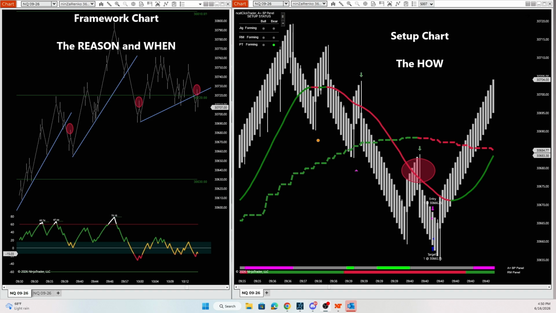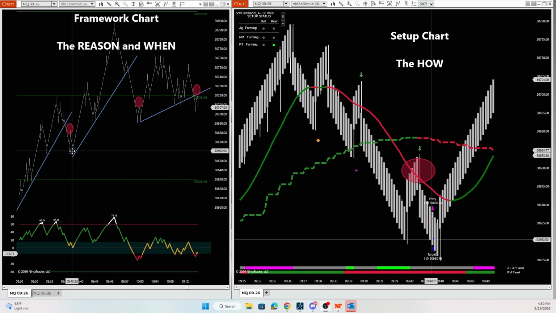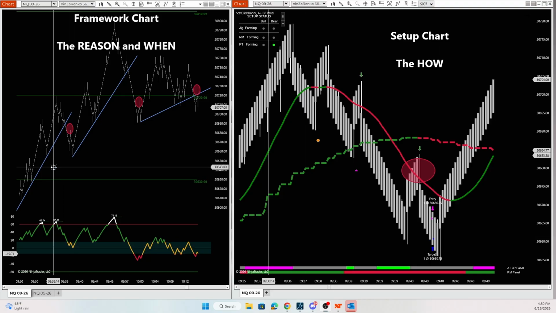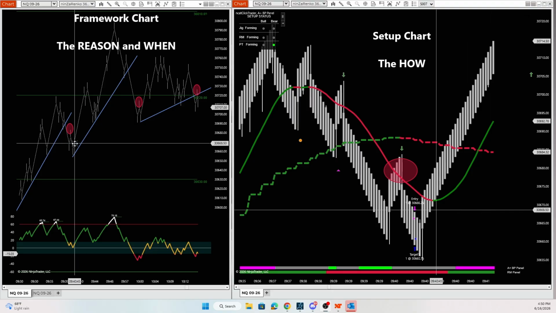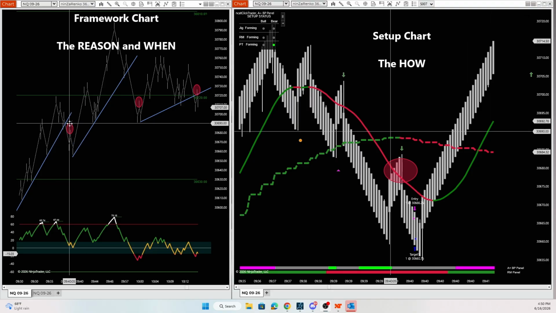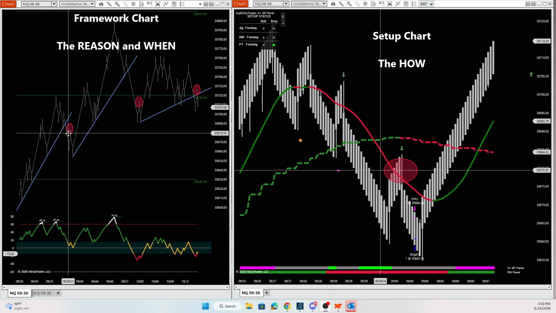Okay, on the left-hand side here, you will see our framework chart. This is the reason and when to look for a setup. I use a couple of things on here. It just so happens the trend line breaks seem to be working. This is Monday's action right here. All right, so we have our first trend line break at about 9:39 Eastern time.